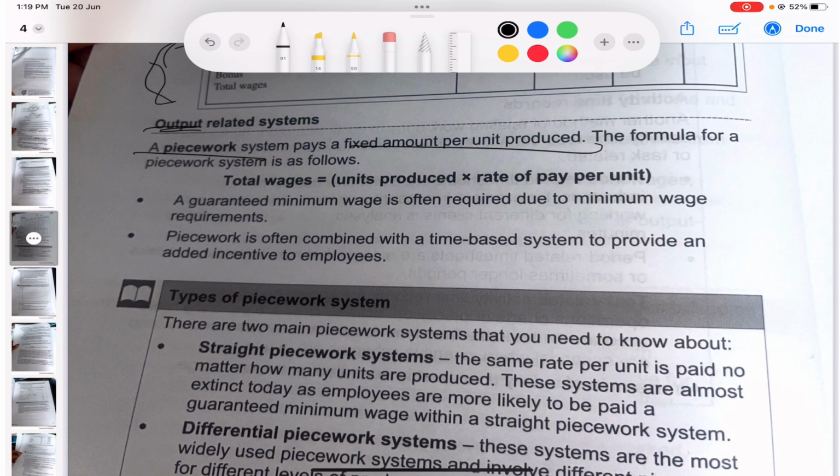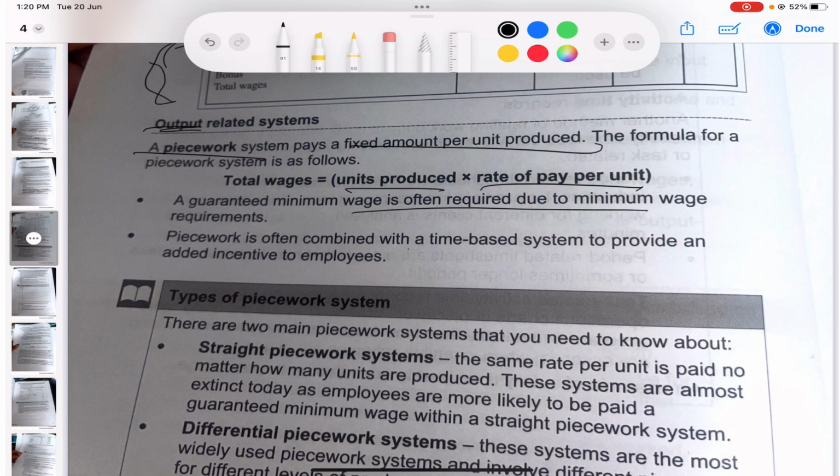So the formula of the piecework is units produced multiplied by rate of pay per unit. Very simple. Per unit price will be given to you. You just have to multiply it with the total number of units. Then you get your total wages. A guaranteed minimum wage is often required due to minimum wage requirements. So either way, whether you're doing the time related system or output related system, usually there is a minimum wage requirement. So that much has to be paid regardless of what the situation is.